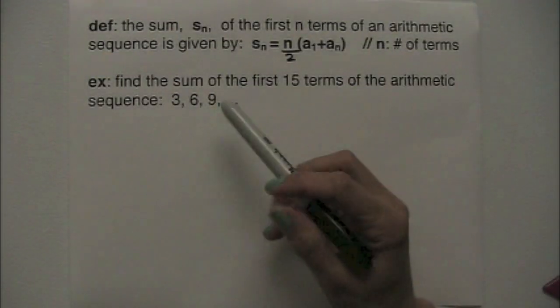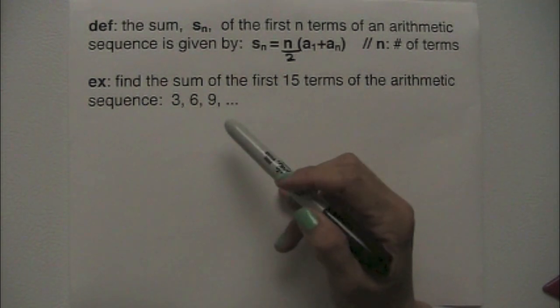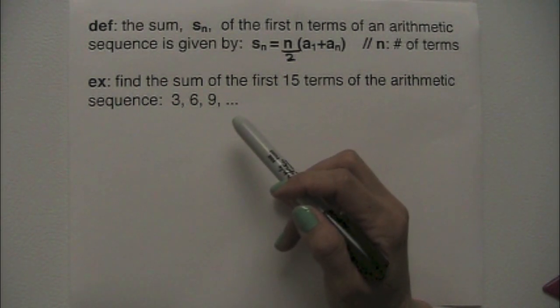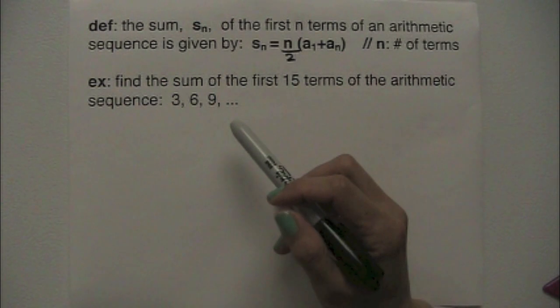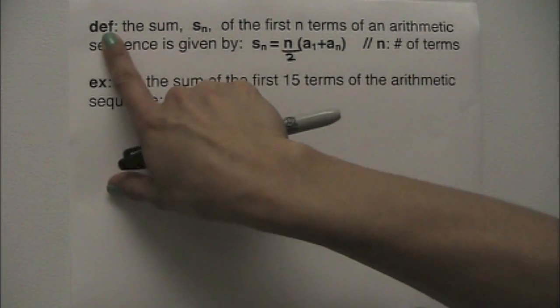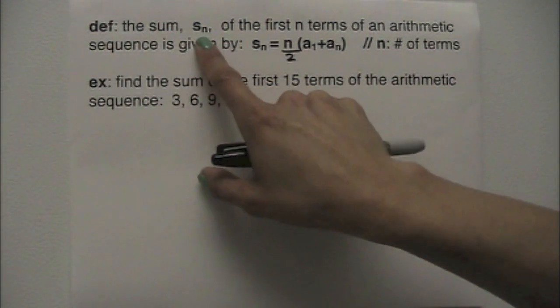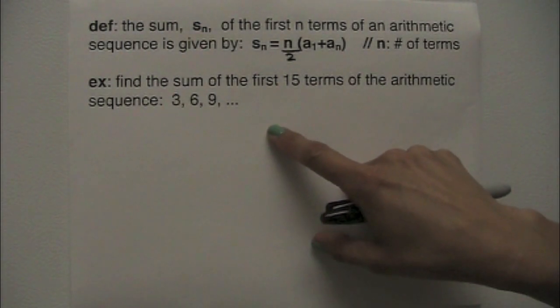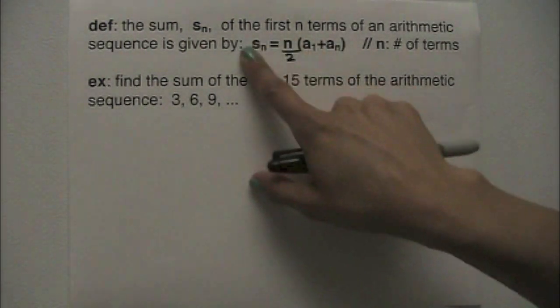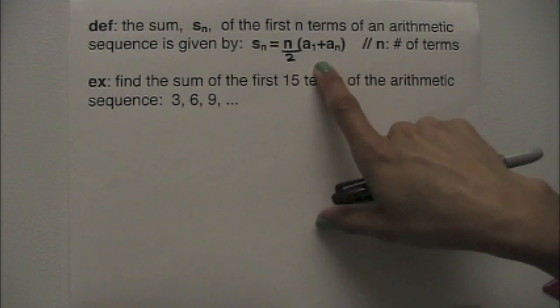Our previous problems have been dealing with sequences, and now we're going to look at a series or a sum where you're adding up all the terms of the sequence. So we have this definition. The sum S sub n of the first n terms of an arithmetic sequence is given by this formula right here. So box, highlight it, save it.